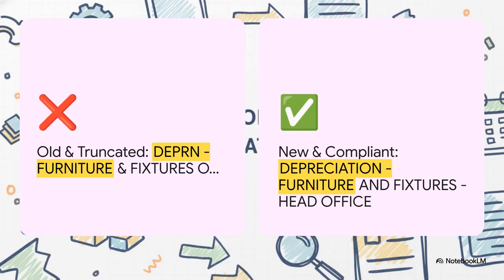Okay, check this out. This is a perfect side-by-side of the problem and the solution. On the left, you've got the old way. DPRN, furniture and fixtures O. What does that O even mean? Office, owed? Who knows? But look at the right. The new structure gives you the full, crystal clear description. No more guesswork, no more ambiguity.